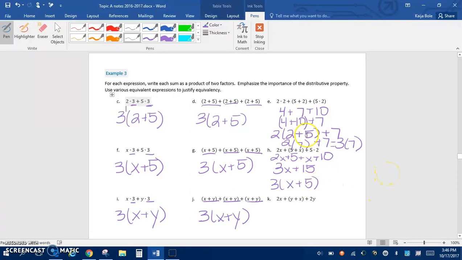And then lastly here for K, we have 2x plus the quantity y plus x plus 2y. So if we get rid of those parentheses, we have 2x, it's just plus y and plus x, and then plus 2y. And if we combine like terms, 2x plus x gives us 3x, y plus 2y gives us plus 3y. So if we look here, they both share that 3, so we can factor it out. Alright, and then we'd have 3 times x plus y.